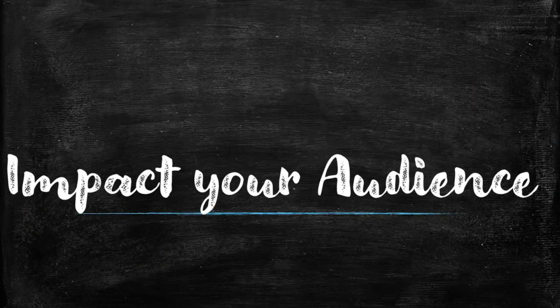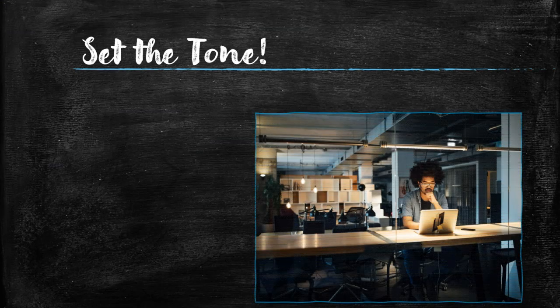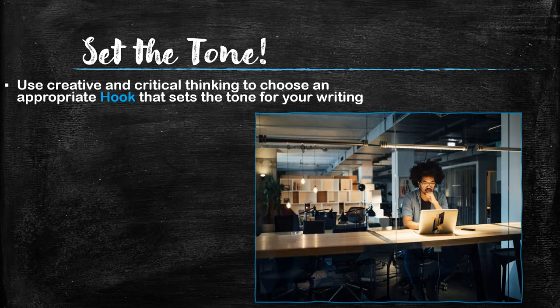looking at ways that we can really use our writing to impact the audience. So let's take a look at some dynamic hooks, persuasive details, and inspiring closers. First of all, you want to use your hook to set the tone for your paper. This involves a little bit of creative and critical thinking to choose an appropriate hook for the purpose of your writing and the audience you are addressing.